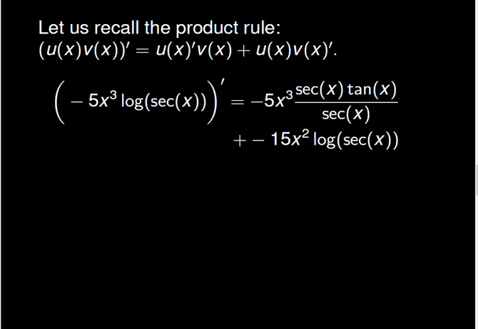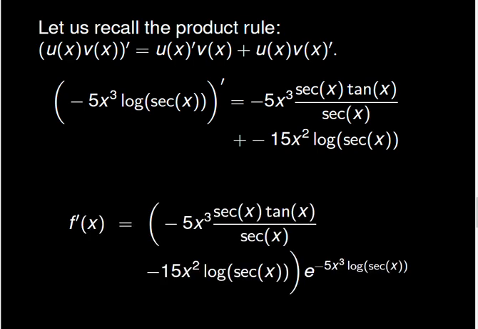In this case, the derivative is minus 5x cubed times the fraction secant of x times tangent of x over secant of x, plus minus 15x squared times logarithm of secant of x. Eventually, f prime of x is equal to the quantity minus 5x cubed times the fraction secant of x times tangent of x over secant of x, plus minus 15x squared times logarithm of secant of x, times the exponential of minus 5x cubed times the logarithm of secant of x.